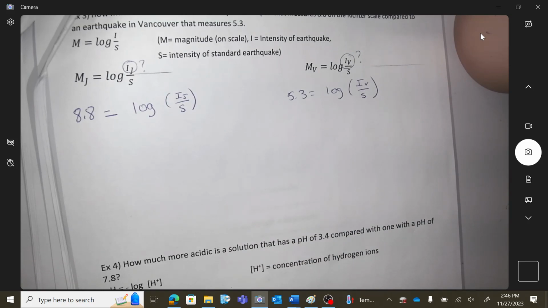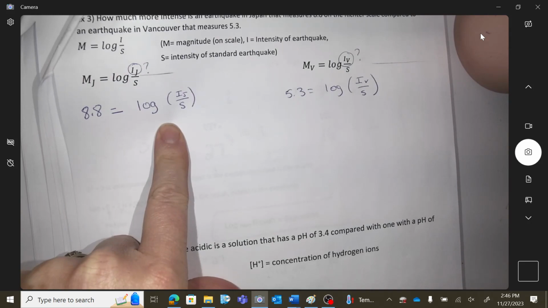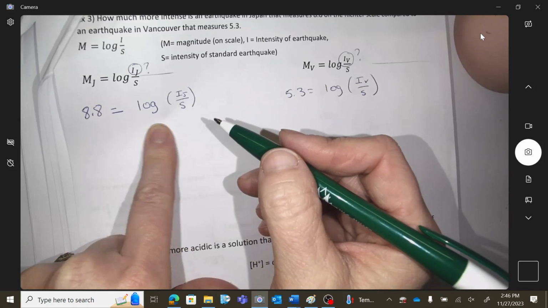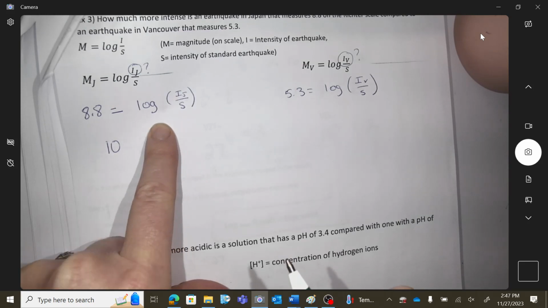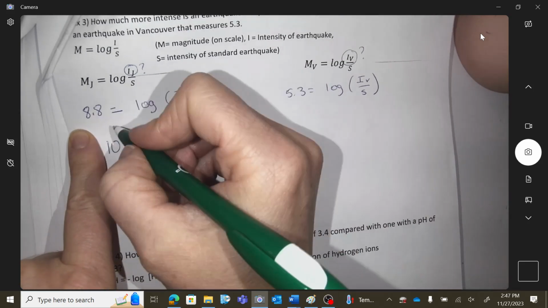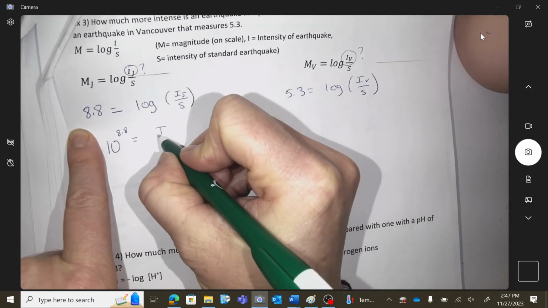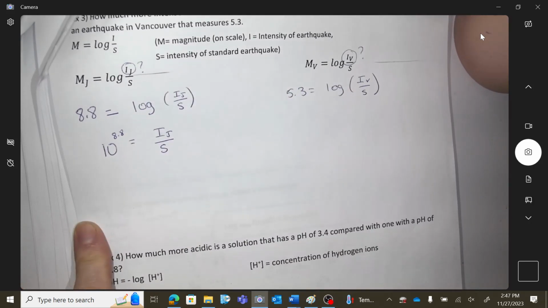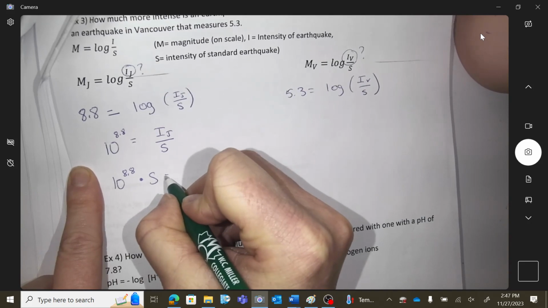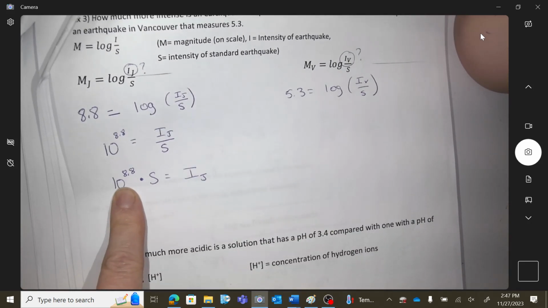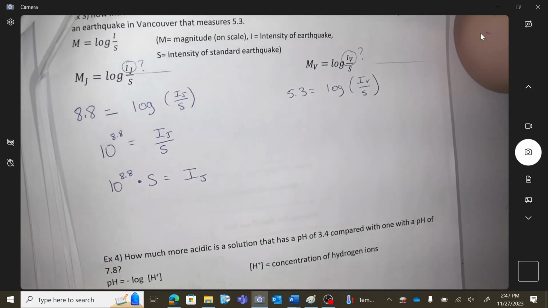So what is the base? When I look at this, what's the base? It's a secret. 10. Right? If there's no little number down there, the base is 10 to the what exponent? 8.8 equals the result. Therefore, the intensity equals the intensity of Japan is 10 to the 8.8 times bigger than the standard earthquake.